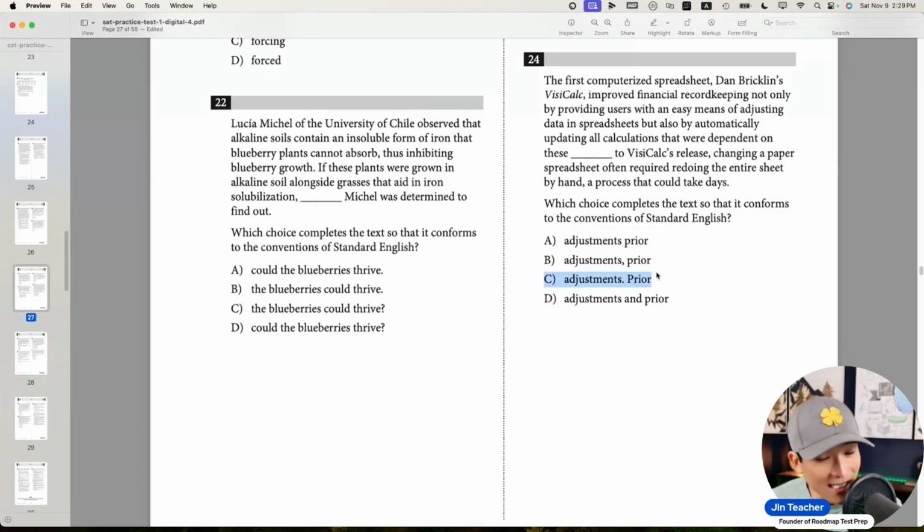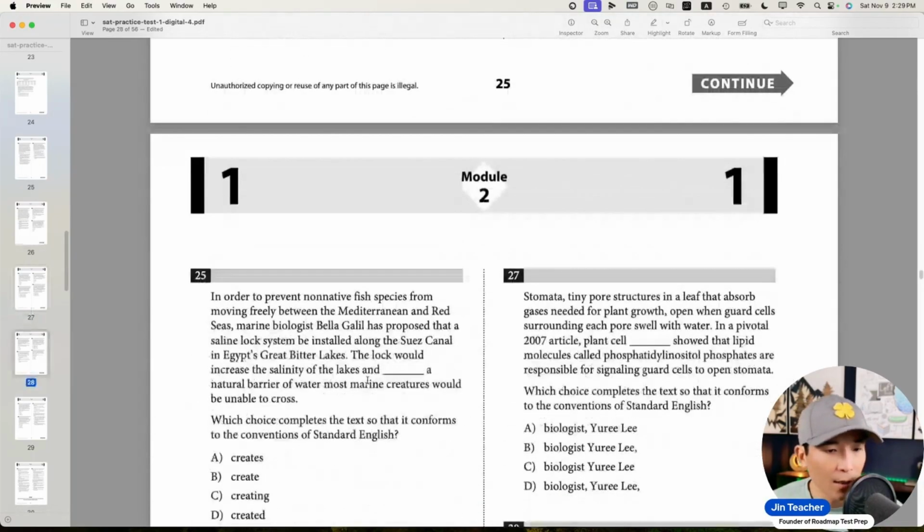Now notice what C does. What punctuation mark does C use? C uses a period. So it uses a period to separate two independent clauses, right? It just so happens that the second independent clause just has this phrase prior to VisiCalc's release before the independent clause. And that's okay because you guys have seen a lot of sentences that have this phrase that appears before a complete sentence, an independent clause, right? So I like C here for number 24.